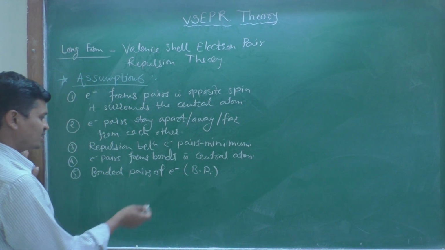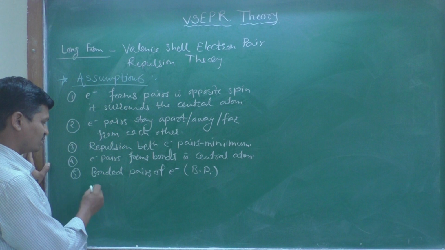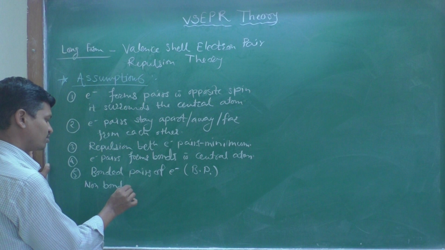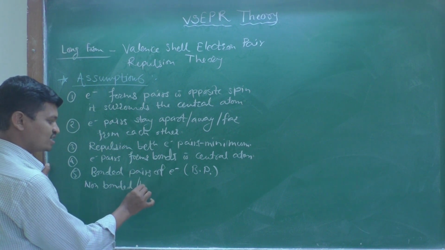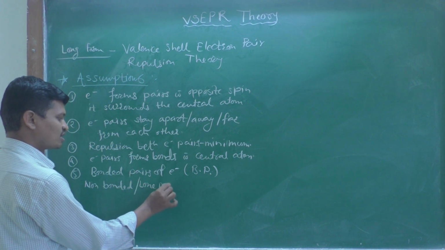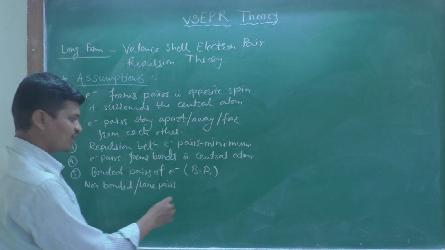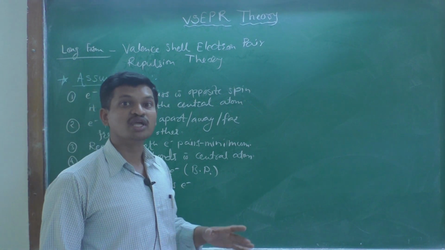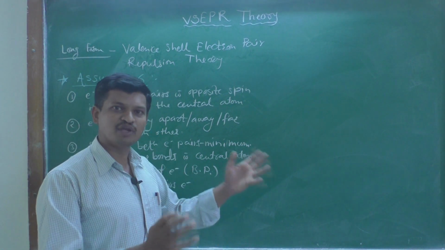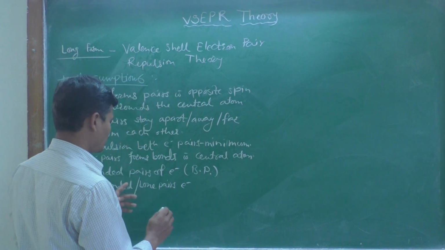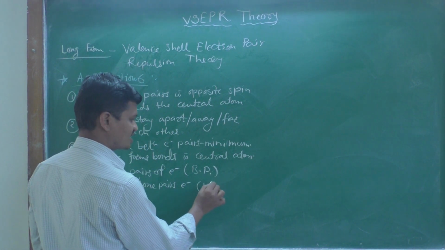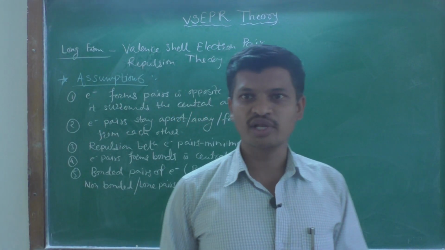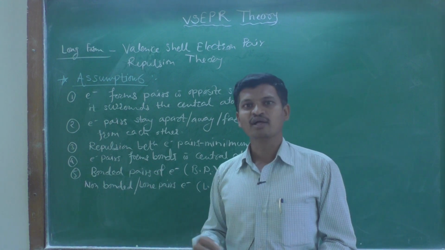Another type of electron pairs are the non-bonded pairs. They are also called lone pairs or unshared pairs of electrons, which are not involved in the bonding between the central atom and the peripheral atom. They are designated as LP. So depending on this, there are two types of electron pairs: bonding pairs and lone pairs of electrons.